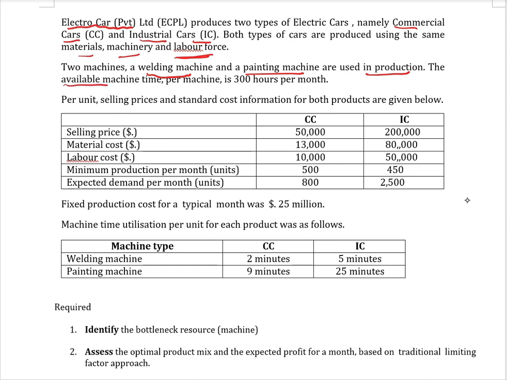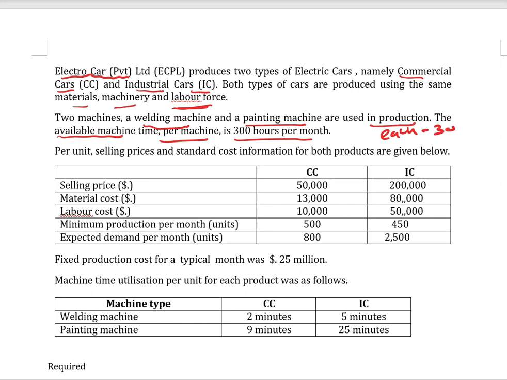The available machine time per machine is 300 hours per month. So each machine has 300 hours. Per unit selling prices and standard cost information for both products are given below. So you are given the selling prices and standard cost information for commercial cars and industrial cars.